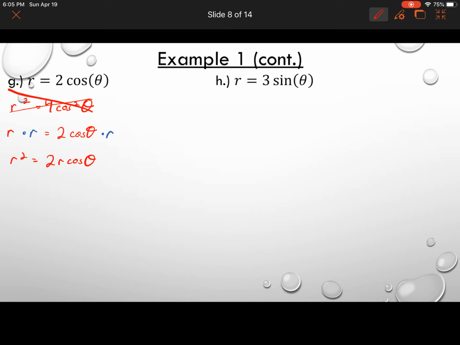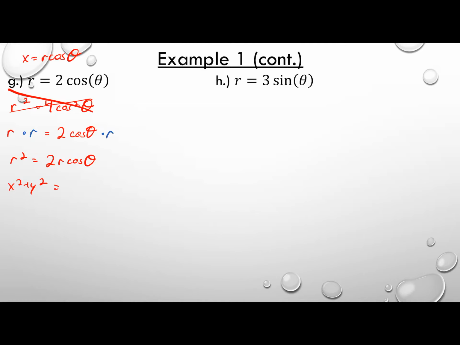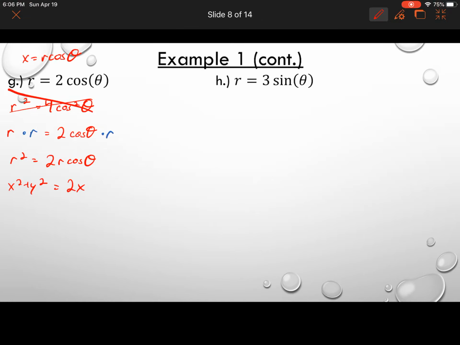Well, why is that helpful? Well, we know, based upon A and B, that r squared is just x squared plus y squared. And r cosine theta, we have this formula we can use now. x is equal to r cosine theta. So r cosine theta is equal to x. So I'm going to replace this r cosine theta with an x, because that is what one of our formulas told us they were equal to.